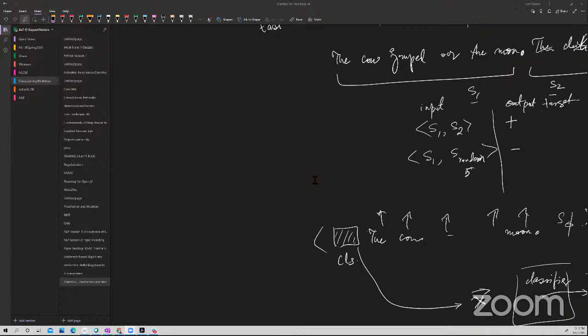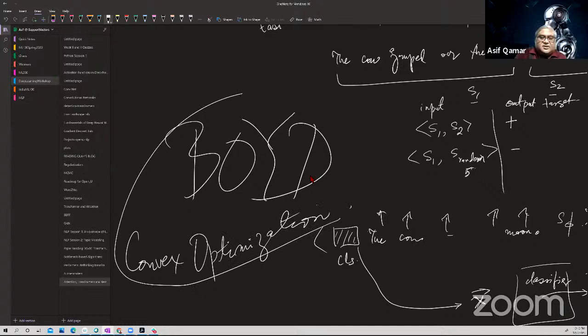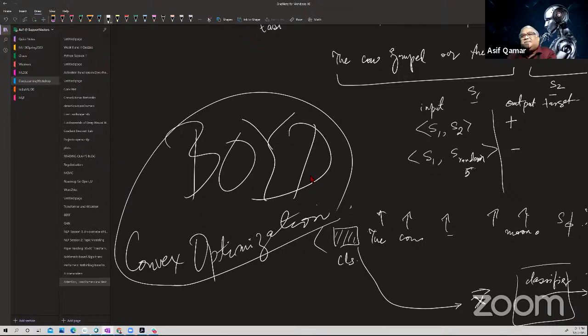Can you spell his name? Boyd. Look up this book. It's not here in front of me, otherwise I would have shown you. Okay, thank you. Anything else, guys?